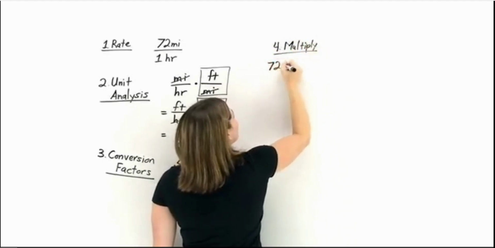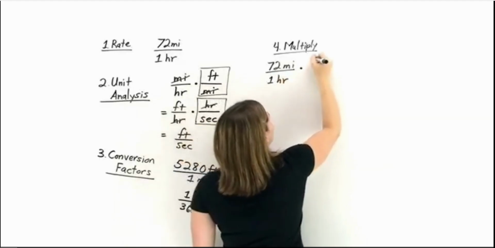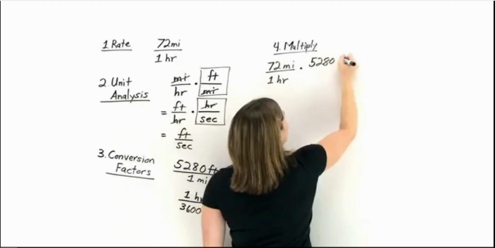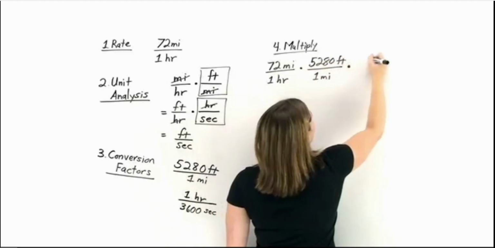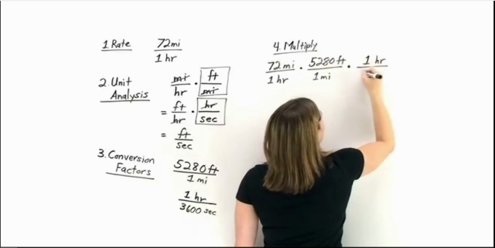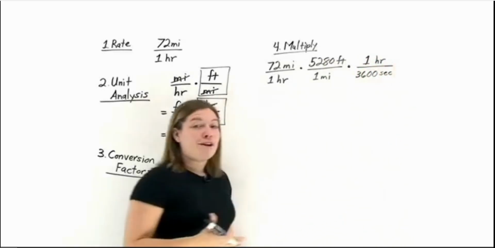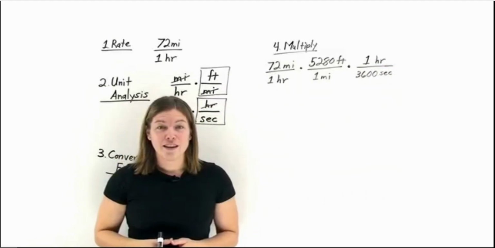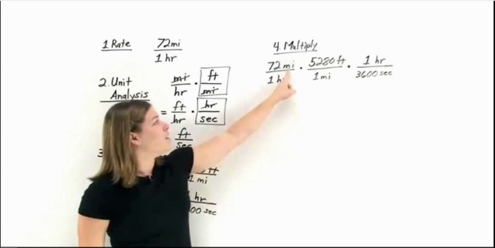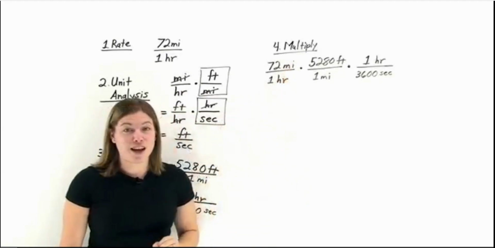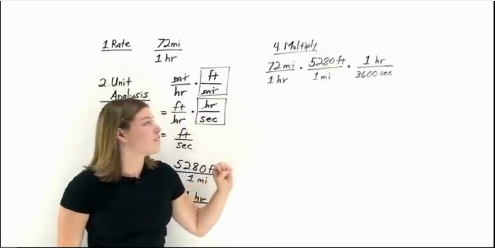So we start out with 72 miles per 1 hour. Then we multiply by the conversion factor 5,280 feet over 1 mile. And then we multiply by the other conversion factor, 1 hour over 3,600 seconds. Now, since we're multiplying throughout, it doesn't matter the order we multiply in. But we need to make sure to include our units. Because remember, we're trying to change from miles per hour into feet per second. So we need to pay close attention to the units. So let's look at these units first.